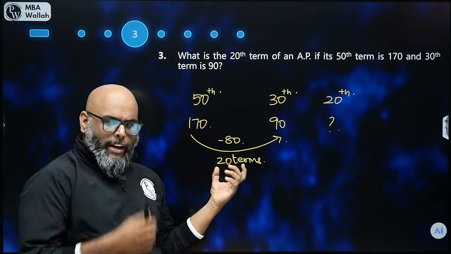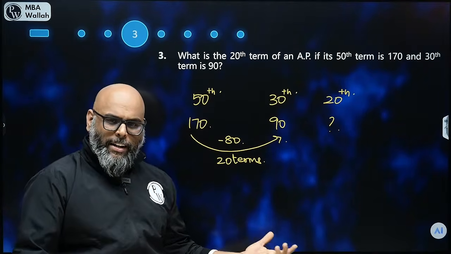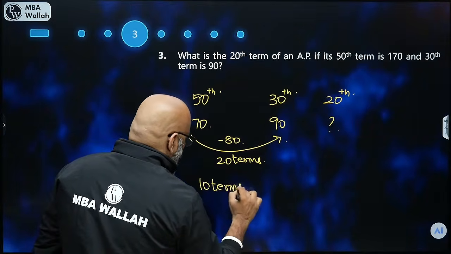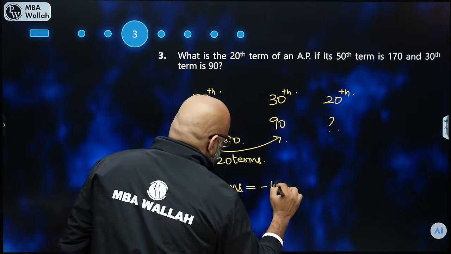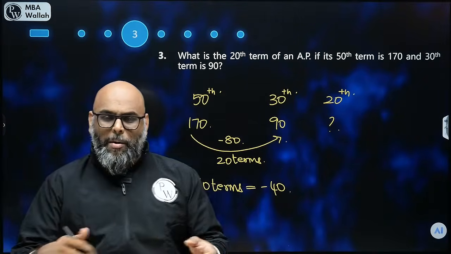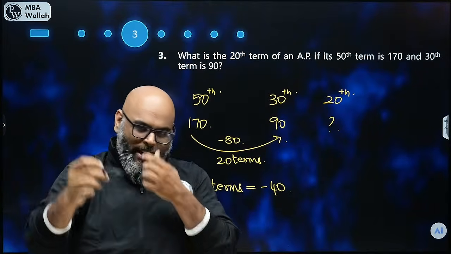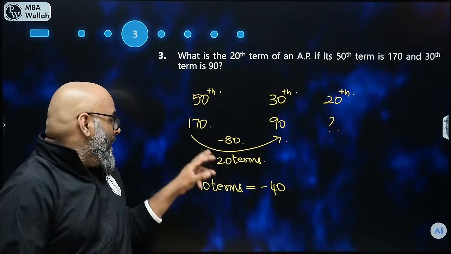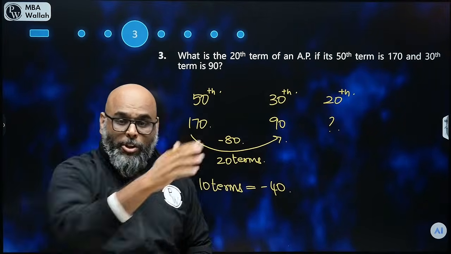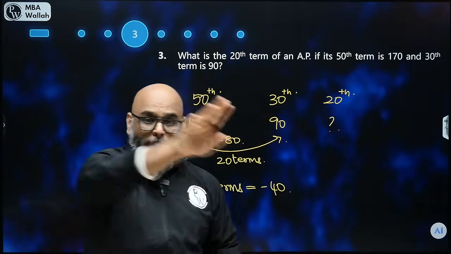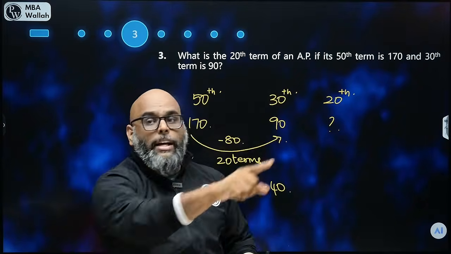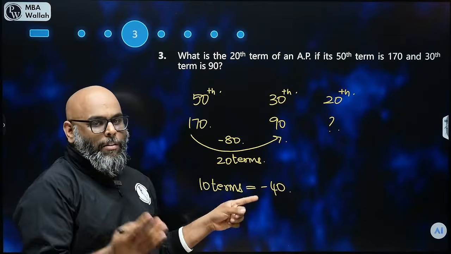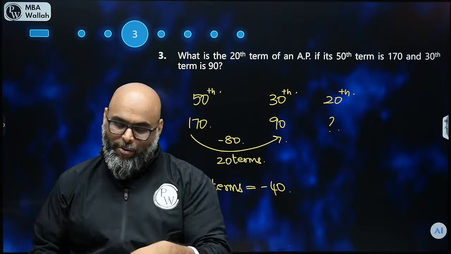So if I reduce 20 terms, I will reduce minus 80, or from here I will say if I reduce 10 terms, I will reduce minus 40. Simple, because it is always going to be linear. For every term the gap is always same. So I am telling you, I went from 50th term to 30th term, which is 20 terms less. If I go forward 20 terms, the value decreased by 80. So one term, reduce one term, that will be 4 from here to here. So D is 4. We can think about it that way.